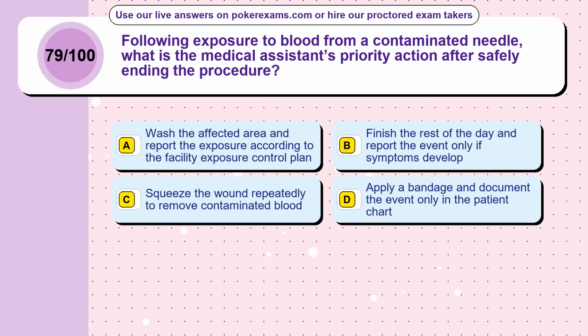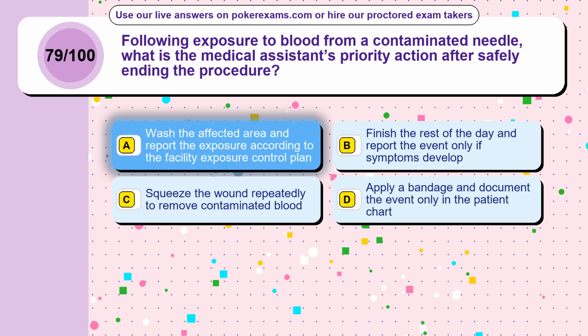Question 79. Following exposure to blood from a contaminated needle, what is the medical assistant's priority action after safely ending the procedure? Option A. Wash the affected area and report the exposure according to the facility exposure control plan. Option B. Finish the rest of the day and report the event only if symptoms develop. Option C. Squeeze the wound repeatedly to remove contaminated blood. Option D. Apply a bandage and document the event only in the patient chart.